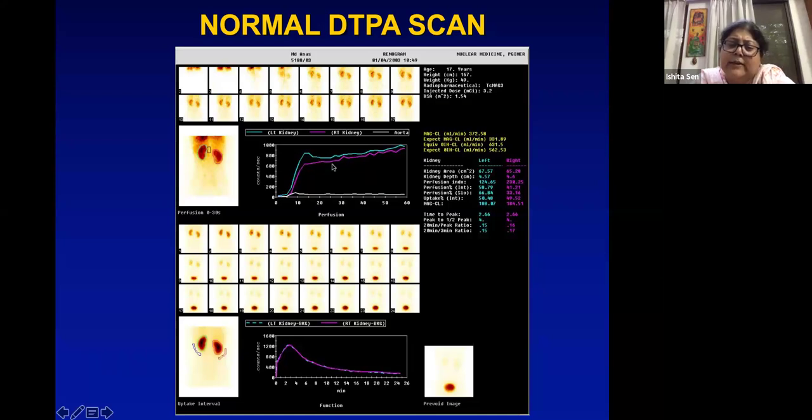So one, you look at the perfusion scan. You see that there is a sharp upslope here, which is basically the kidney perfusion phase, and this is usually within the first minute. And then you have the cortical uptake phase, which peaks at about 3 to 5 minutes and then starts to plateau out, and then the excretion starts at about 5 to 8 minutes.